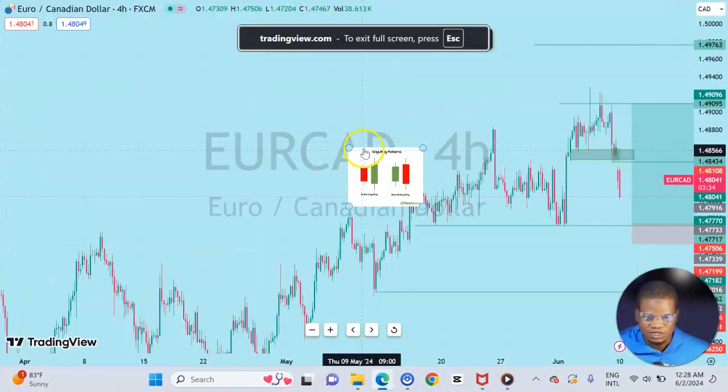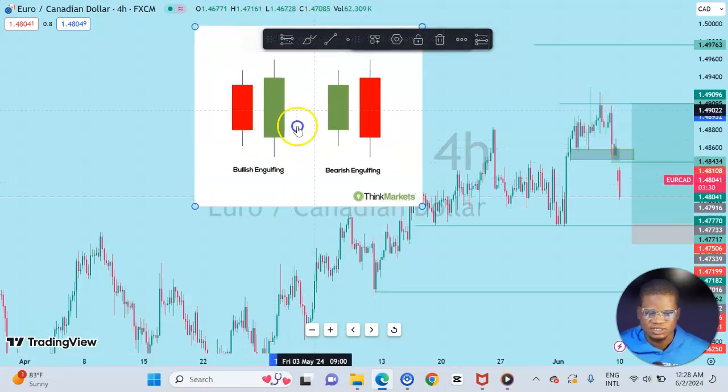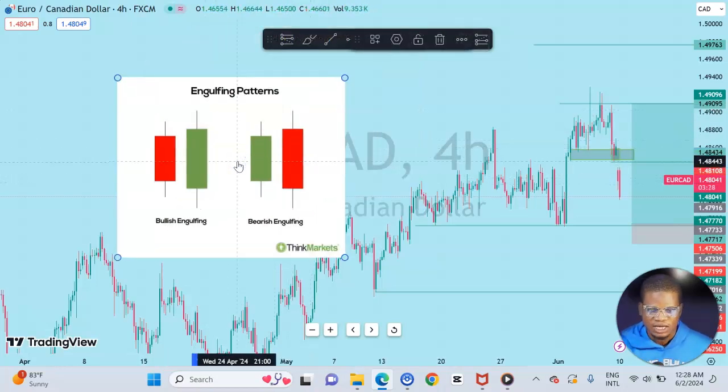The first candlestick pattern we'll be talking about is the engulfing pattern. What is an engulfing pattern? As the name implies, an engulfing pattern is a candlestick pattern where one candle completely engulfs the other. It means it swallows the other candle. That is simply the meaning of an engulfing pattern.